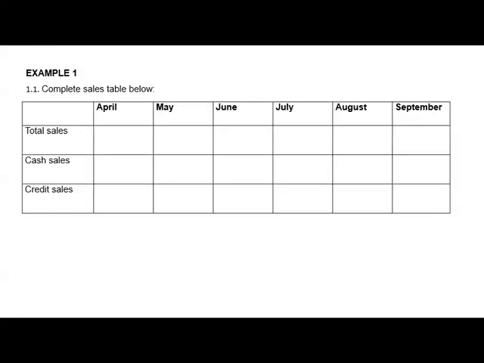I will start with this little table here. I'll start with all my total sales as indicated. Then from this total sales, I will find cash sales. We said cash sales amount to 25%. 160,000 times 25% will give us 40,000. 150,000 times 25% will give us 37,500. And 170,000 times 25% will give us 42,500. For July, 180,000 times 25% will give us 45,000. For August, 204,000 times 25% will give us 51,000. And when you take 192,000 and times it by 25%, you will get 48,000.